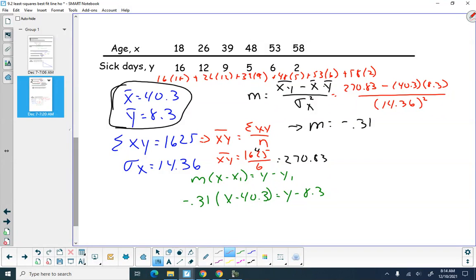What I suggest that you do for this test, if you don't have a TI calculator, you better find one because it'll make life a lot easier on yourself. Borrow somebody's.